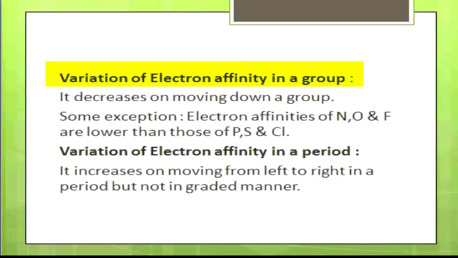Variation of electron affinity in a group. The electron affinity of elements decreases on moving down a group. There is some exception. Electron affinity of nitrogen, oxygen and fluorine of the second period are lower than those of phosphorus, sulfur and chlorine of the third period.